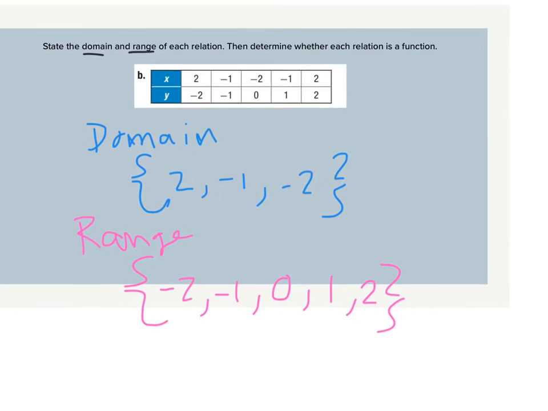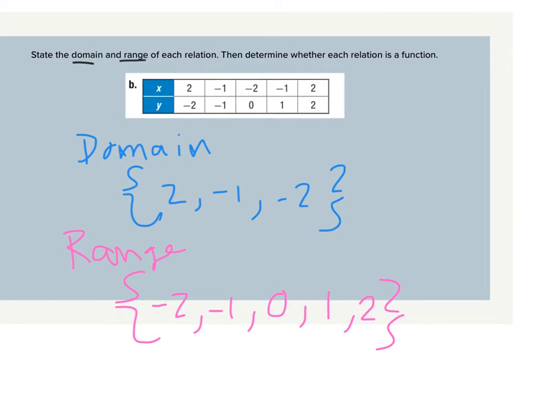Now we need to determine if it's a function and what type of function if it is. So what does 2 in our domain pair with? -2. What else does it pair with? Look, we have 2 in our domain that goes to -2 and 2 in our range. So we have 2 y values for this one x value.